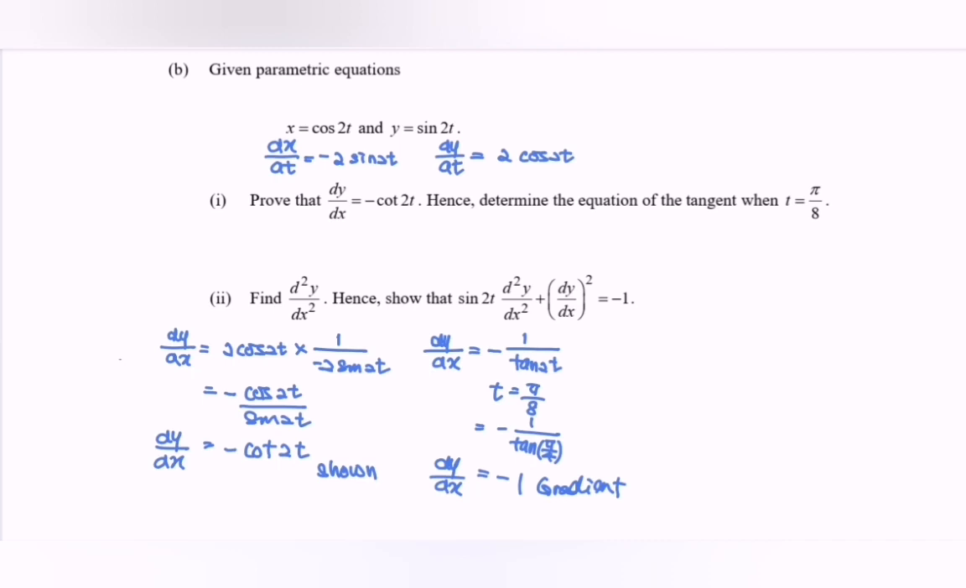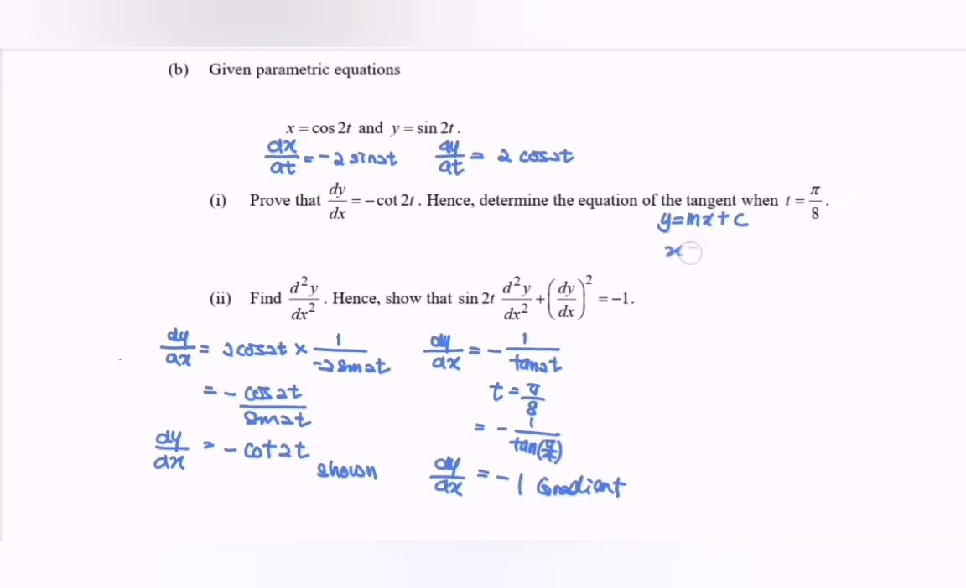So the question mentions the equation of the tangent. In order to find the equation of a tangent, which is a straight line, y = mx + c, what we have to do is substitute the value of t into the equation.